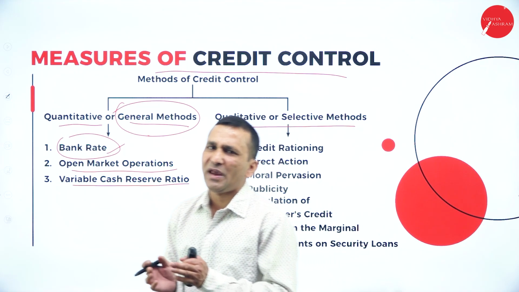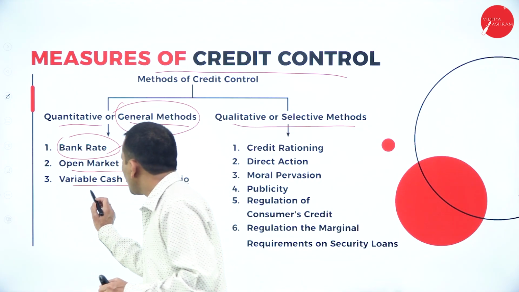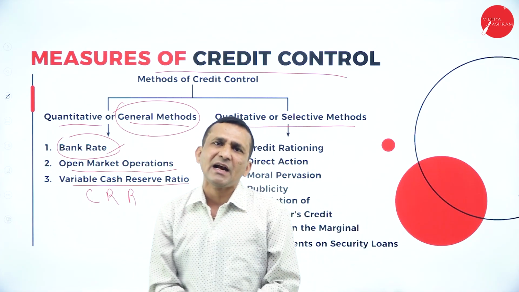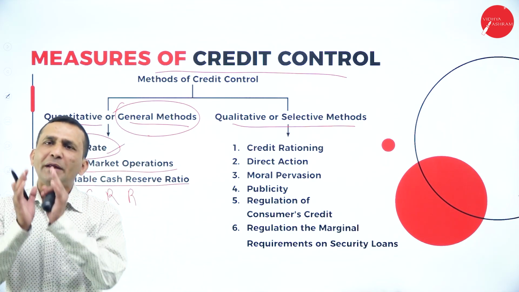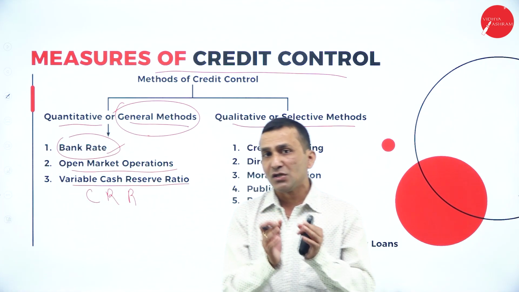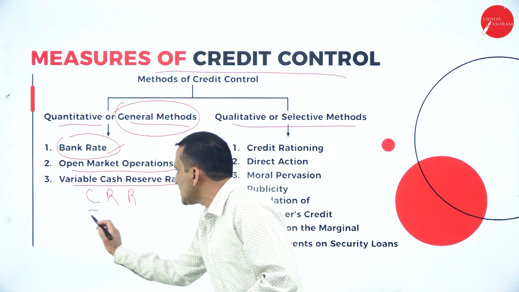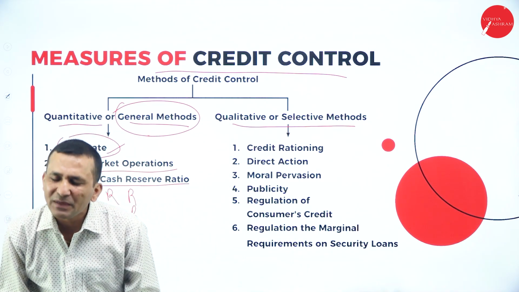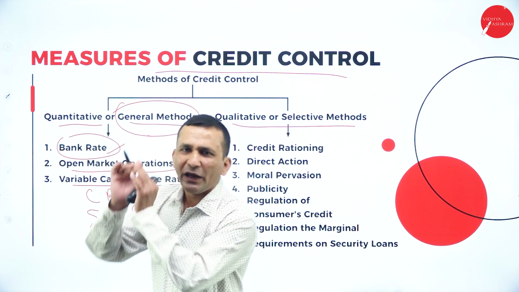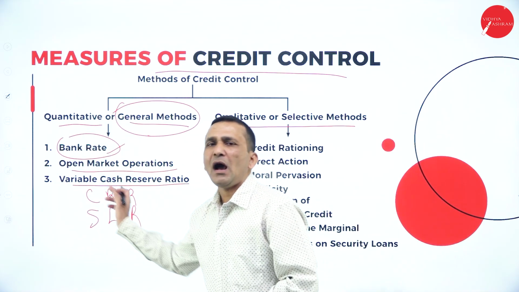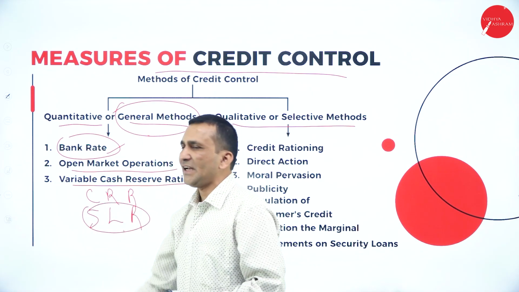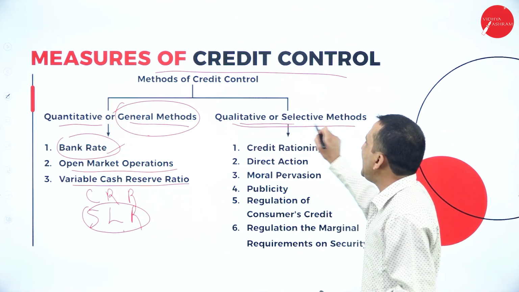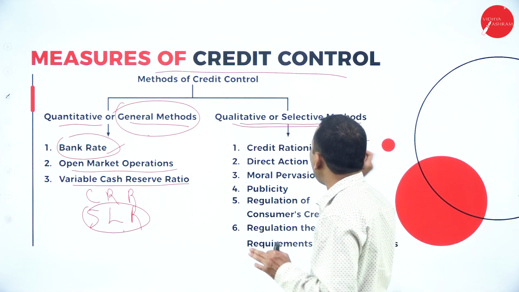And the variable cash reserve: there are two ratios we identify here. One is CRR, the cash reserve ratio. Each commercial bank deposits part of what they collected from their customers with the RBI, which is the cash reserve ratio, for safety purposes. And one more is the statutory liquidity ratio. Whatever deposits the individual commercial bank accepted from customers, they keep a portion with themselves for day-to-day operation, that is the statutory liquidity ratio. This comes under the quantitative or general credit method.